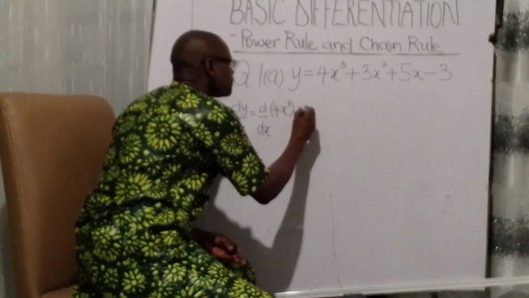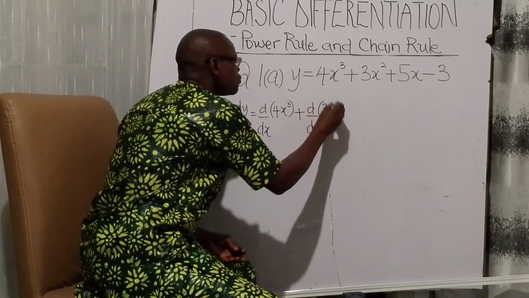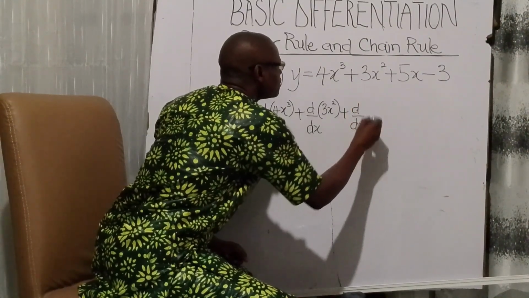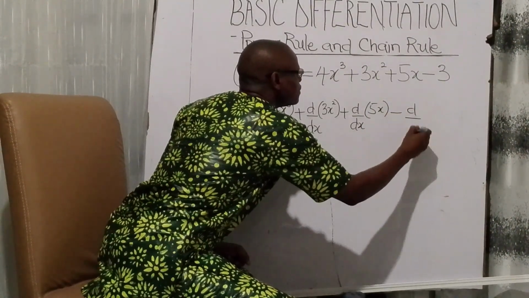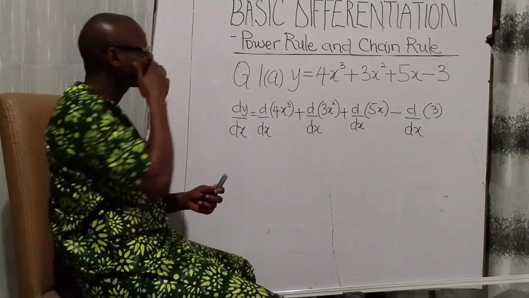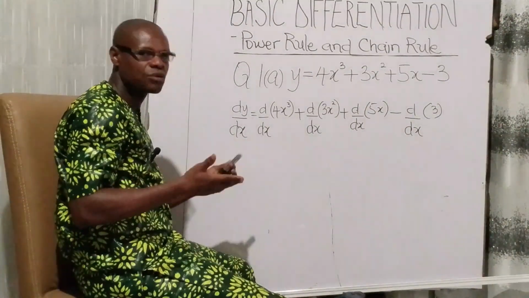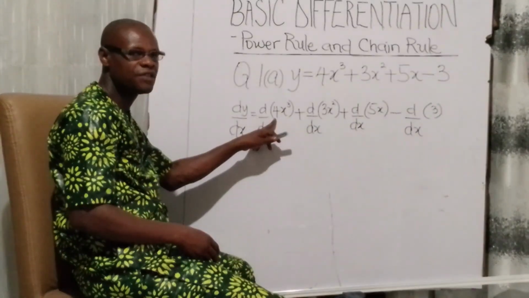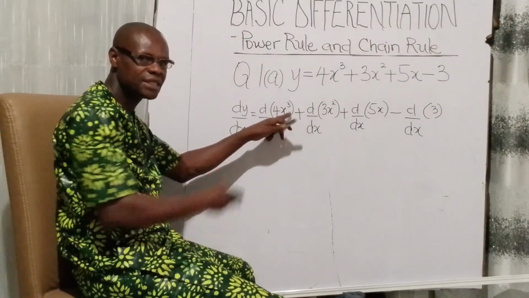So here we have plus d/dx of 3x squared, plus d/dx of 5x, minus d/dx of 3. So what the power rule is particular about is that we use the index to multiply the coefficients of our variable here. Then we subtract 1 from that index. So let's see how to go about this.